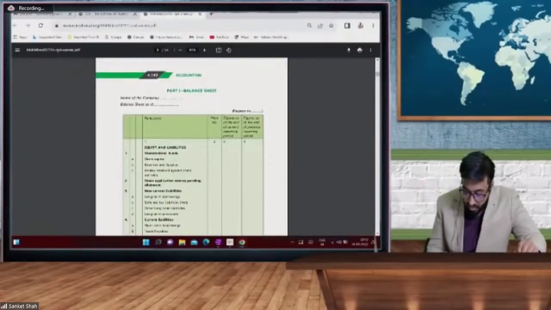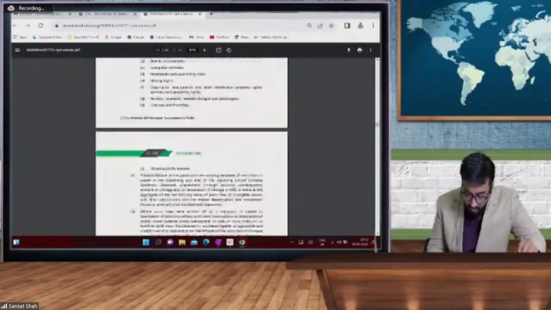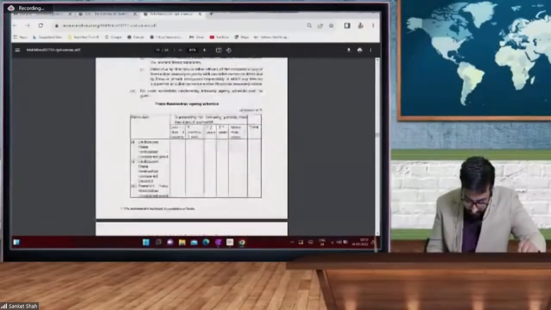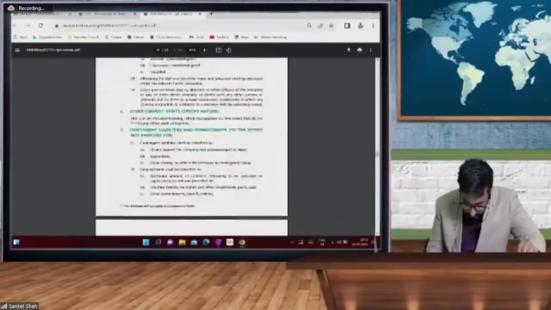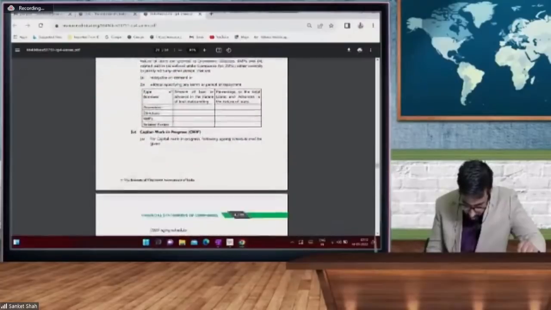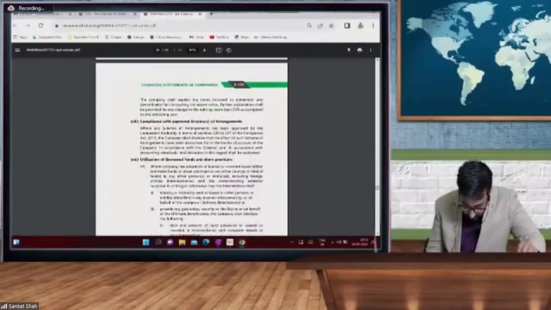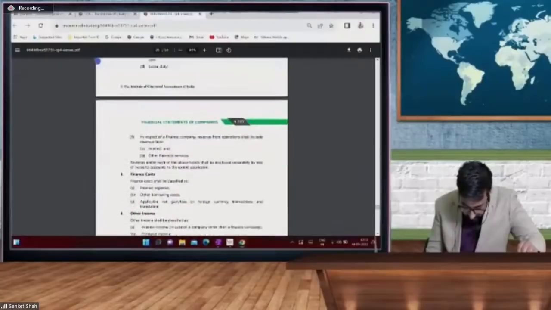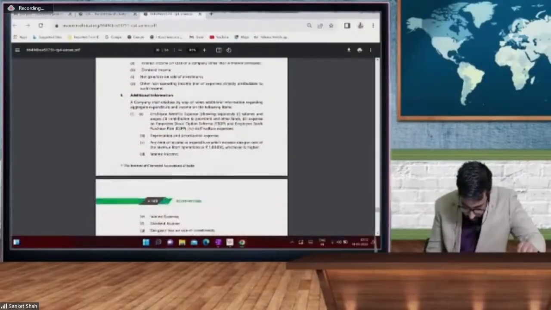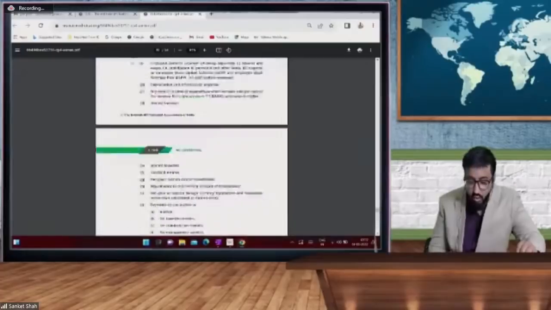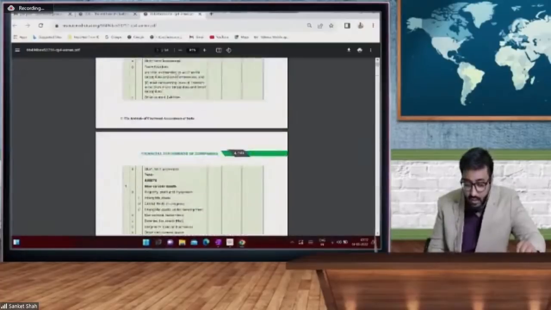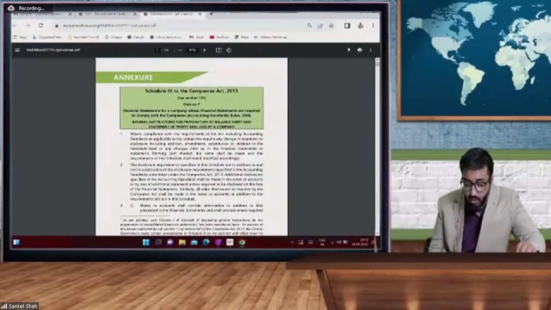And Division 2 is there. Division 2, I think you do not have it in the syllabus, so it is not there in your study material. Division 2, let's check whether Division 2 is given in the syllabus part. No. So according to me, Division 2 is not there. So only Division 1 is given. So Division 1 is for companies who are following Ind AS.